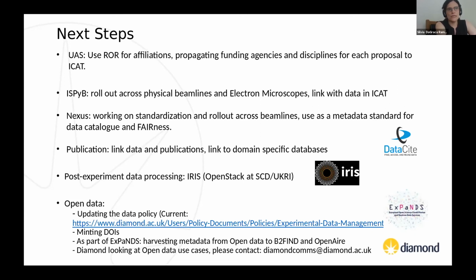So from the UIS, we are trying to work on the ROR for affiliation. Abigail mentioned this. This is ROR, our persistent identifiers for affiliation. We are trying to propagate information about the funding agencies that is used during the proposal, but also the disciplines that are introduced by the user when they do their proposal on the UIS system.